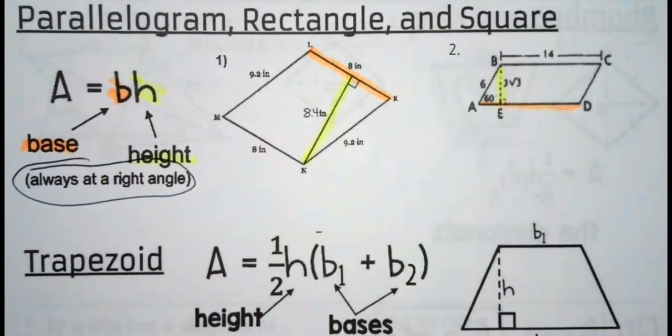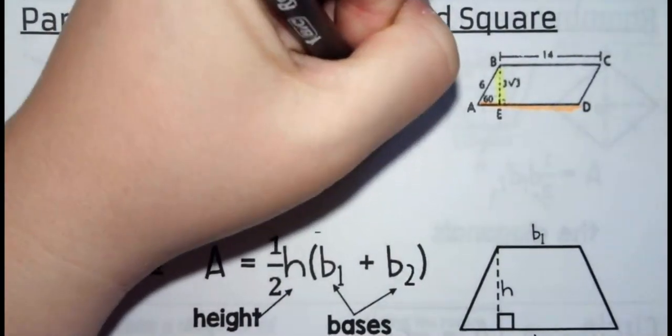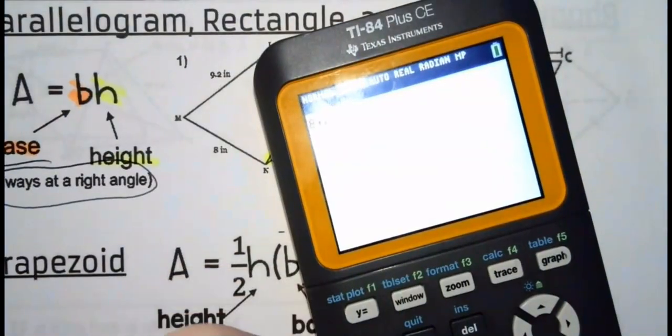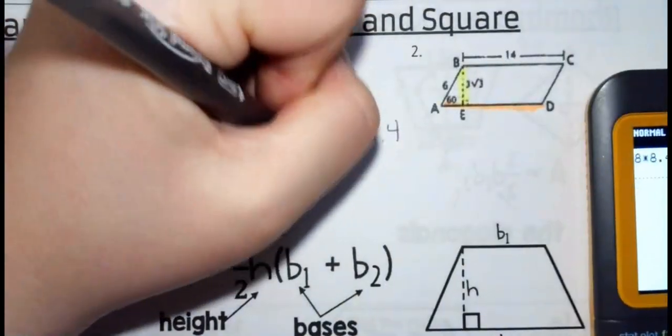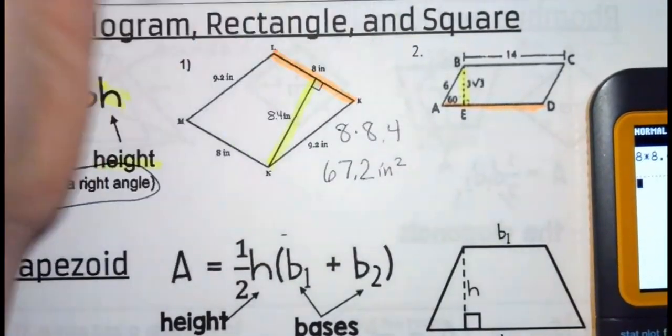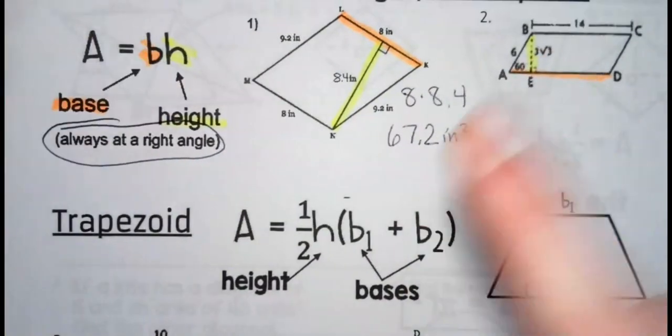Base and height are always perpendicular, and then you just need a calculator and you need to multiply the numbers. So the base is 8, the height is 8.4, we're just going to multiply that. 8 times 8.4 is 67.2, and that's inches squared, which in Delta you don't have to write inches squared, you just type the number in.